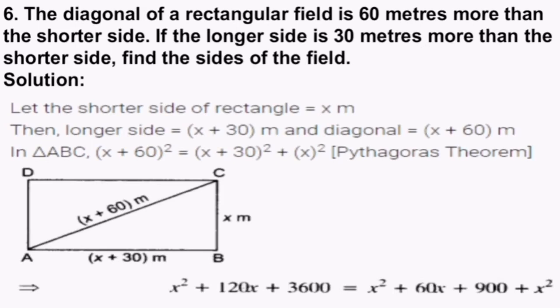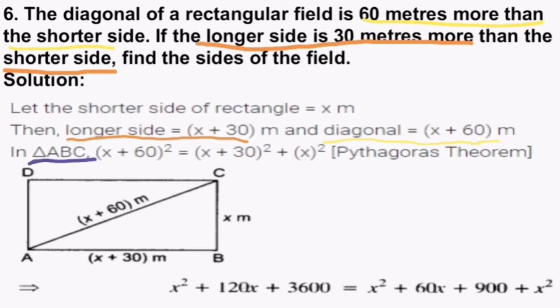In this question, we are required to find the sides of the field. Let the shorter side of rectangle be x meter and the longer side of the rectangle be x plus 30 meter. As in the question, it is particularly said that longer side is 30 meters more than the shorter side, and the diagonal be x plus 60 meter. From the figure, the shorter side, longer side, and the diagonal are forming a triangle ABC, and with this triangle, using Pythagoras theorem, we are finding the sides.